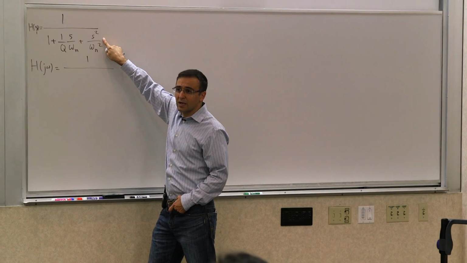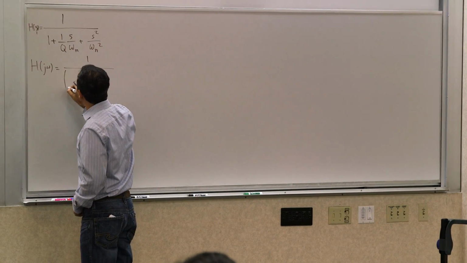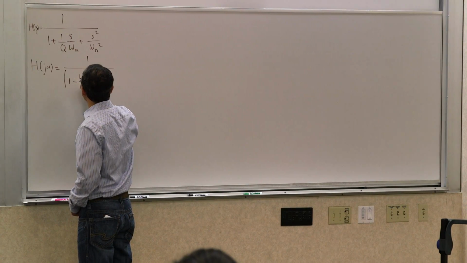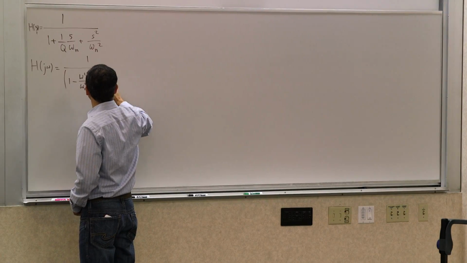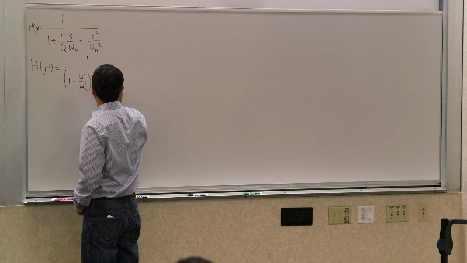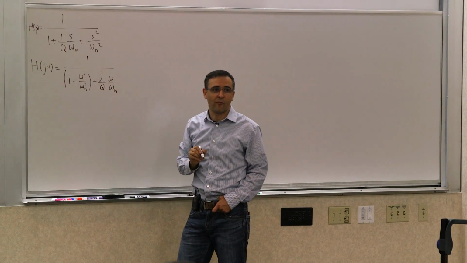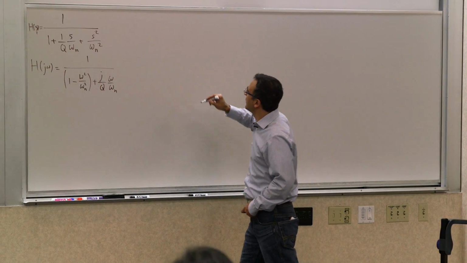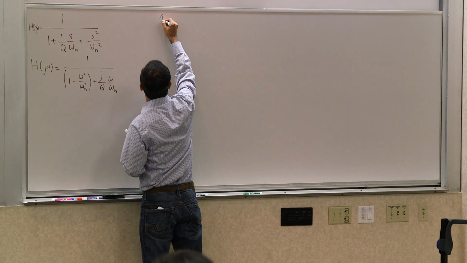Well, S squared gives you (j omega) squared. J squared gives you negative 1. So you get a real part that's 1 minus (omega over omega n) squared, plus j over Q, omega over omega n. So how does this look? Well, let's look at the two asymptotes associated with this, not three asymptotes.